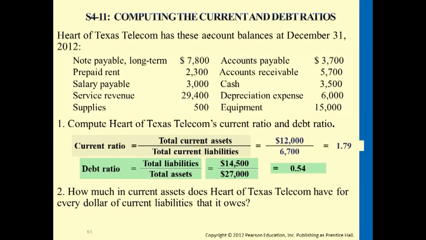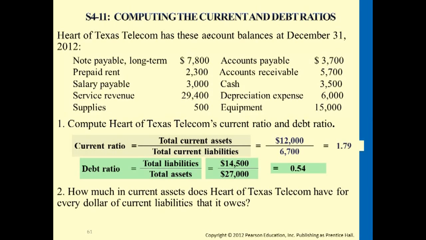Okay, so for these 2 ratios, the first one here, total current asset, $12,000 divided by 6,700. It gives you 1.79. Remember, the rule of thumb here is if it exceeds 1.5, then it's considered pretty good. Right, we want to have this ratio as large as possible. That means we have enough current asset to pay off current liability. So this is a good sign.